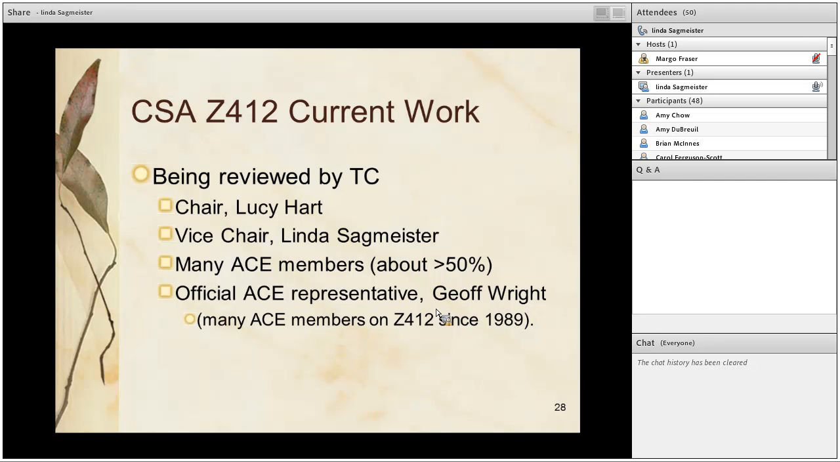I'm not going to say who they all are. I don't have their permission to do that. But I can tell you that the official ACE representative is Jeff Wright, and there were tons of people. I shouldn't say tons of people, but there were a lot of people on the TC in 1989 who were already ACE members then as well.